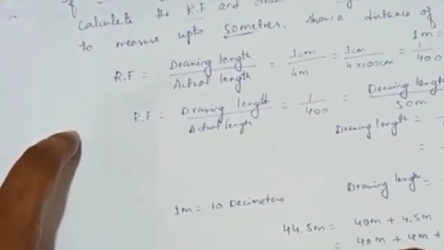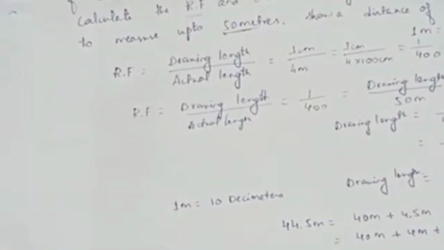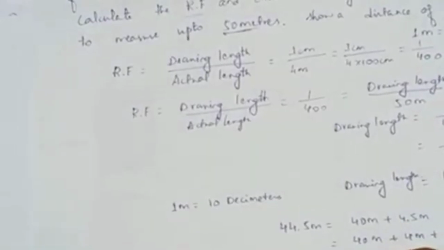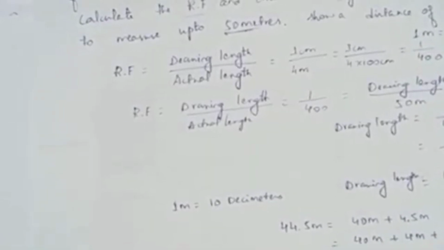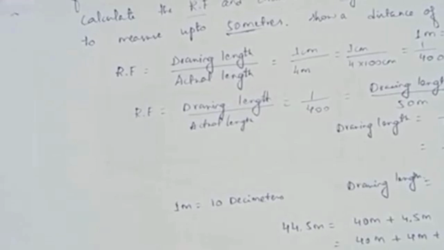So same thing we can continue here. 40 meter plus 4 meter plus 0.5 into 10 decimeter. So totally we have 40 meter plus 4 meter plus 5 decimeter.